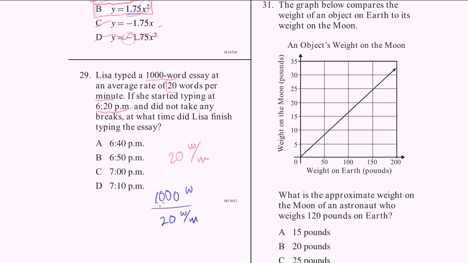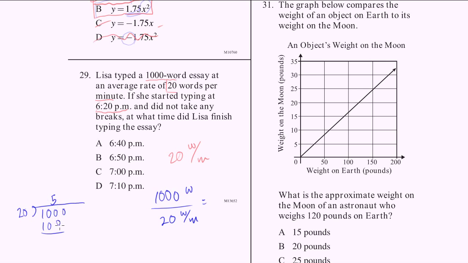So if you're writing 1,000 words and you're doing 20 per minute, how many minutes is it going to take you? Well, what's 1,000 divided by 20? You could do this in your head. You say 100 divided by 20 is 5. 1,000 is 10 hundreds, so it's going to be 50. But if you don't want to do it in your head, you could just say 20 goes into 1,000. 20 goes into 10 0 times. 20 goes into 100 5 times. 5 times 20 is 100.